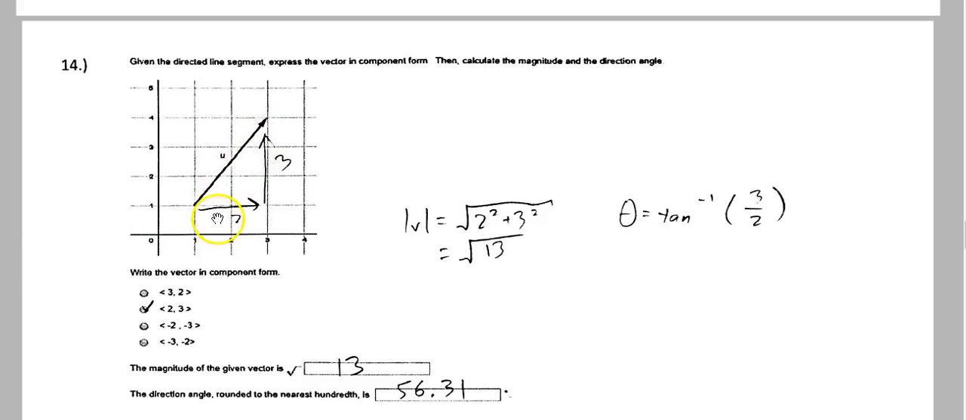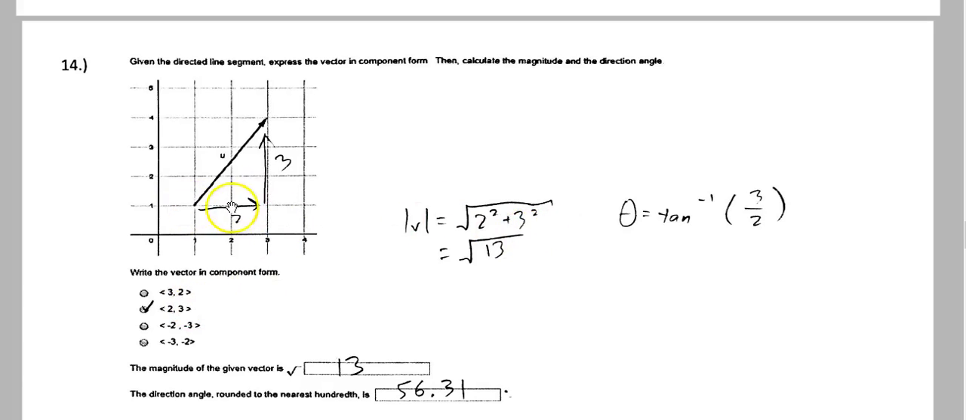Here they had a vector drawn for us. So the first thing I did to identify the vector in component form was I just measured how far it was going to the right and how far it was going up. This is why we use the Pythagorean theorem, and it's why we use some of our SOHCAHTOA rules for solving vectors. It's because we're actually making a triangle out of them by breaking it into the horizontal and vertical pieces. So this vector was going right 2 and up 3. So my component form was right 2 and up 3 for the x and the y values.